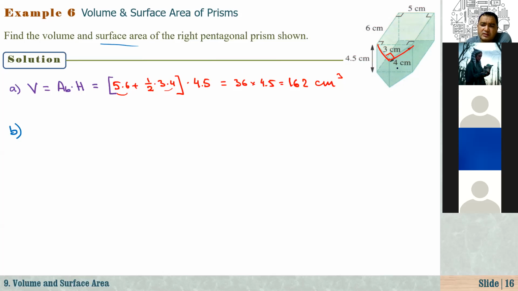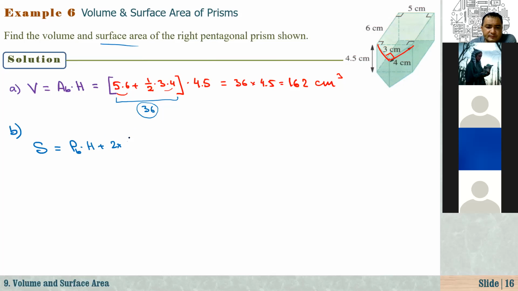So it gives us all the sides, plus top and bottom, right? Actually, the top and bottom area we have already calculated here. It is 30 plus 6, 36. That's the area of the pentagon, which is the base. So to find the total surface area, that is equal to the perimeter of the base times height, plus 2 times the base area.